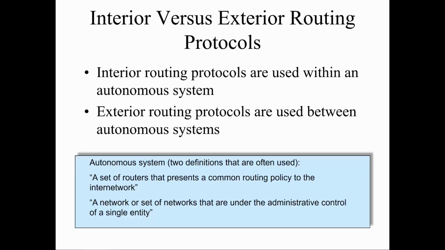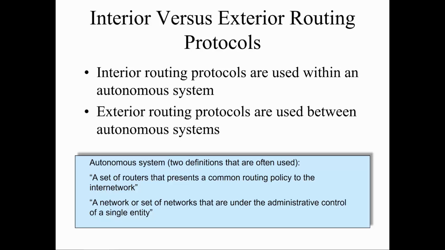So let's look at interior versus exterior routing protocols. Interior routing protocols are used within an autonomous system number, the same sphere of control, whereas exterior routing protocols are used between autonomous system numbers. BGP, great example. BGP uses autonomous system numbers. So the next common question is, what is an autonomous system number? There are generally two definitions: a set of routers that present a common routing policy to the inner network, or a network or set of networks that are under the administrative control of a single entity. That's why I say sphere of control.